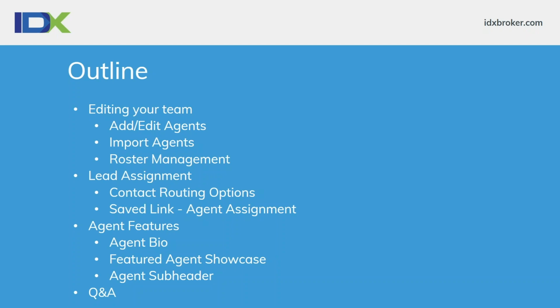And then to finish off, we'll go over some of the things that your agents themselves will have at their disposal. They'll have an agent level account where they can manage their own bio, or go over the subheader where you can include text at the top of the page. A lot of agents like to have their own personal banner up at the very top, so you can go over how to do that. And we'll also go over the featured agent showcase. So there's a little widget that you can embed on any page, and it will take you to an agent bio page. And then after that, we'll finish off with some Q&A.